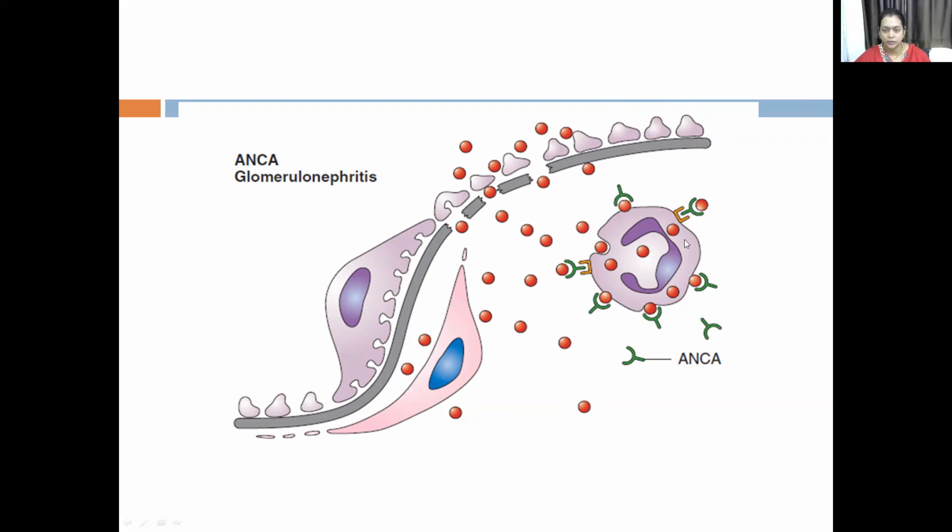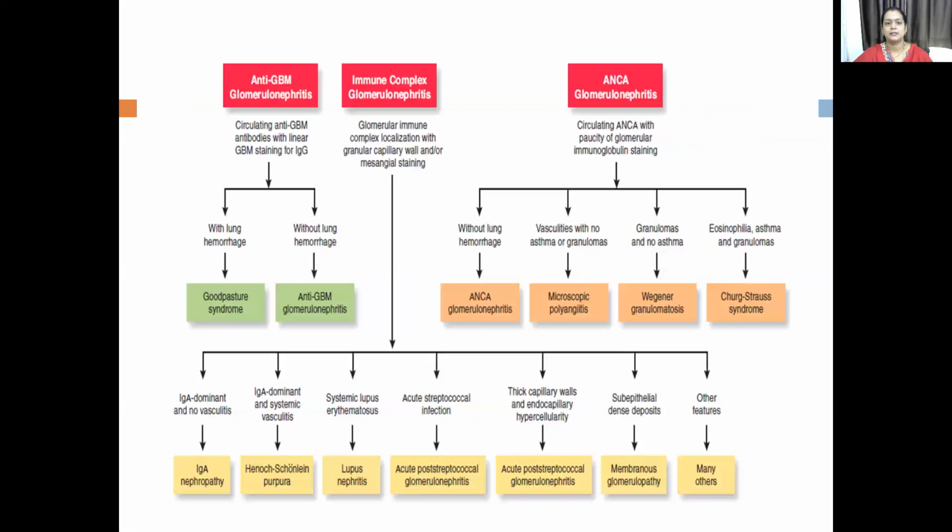Then how is it causing the disease? There is a neutrophil. The neutrophil has Fc receptors, and this ANCA goes and binds to the antigens found here, either in the cytoplasm or perinuclear. So this causes the injury. This anti-neutrophil cytoplasmic antibody is causing the glomerulonephritis. Then it is called Pauci-immune type of nephritis.